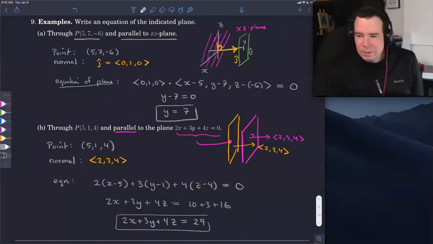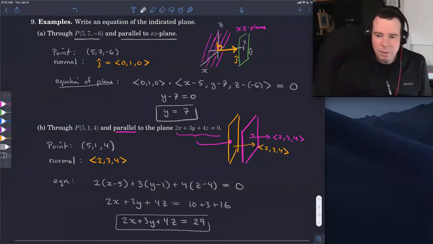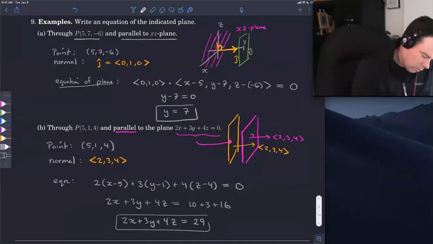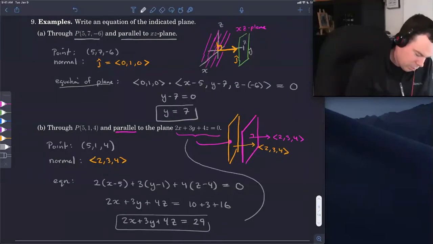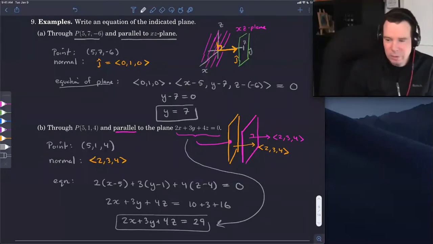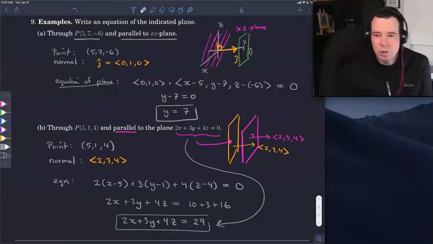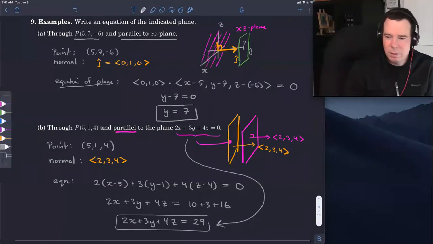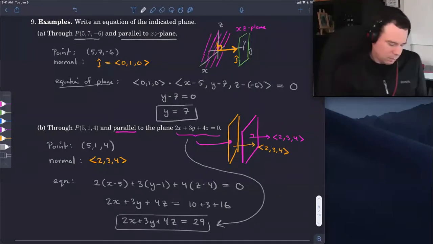And from this, we can see that the equation of the plane we were looking for almost looks like the equation of the one we started with. It's 2x plus 3y plus 4z. And that's just because they're parallel to each other. That's what information is being captured there. They have the same normal vector. The only difference is, when I write the equation in this way, what that value is on the other side of the equality. Here it was 29, whereas above it was 0. So that's the only difference.